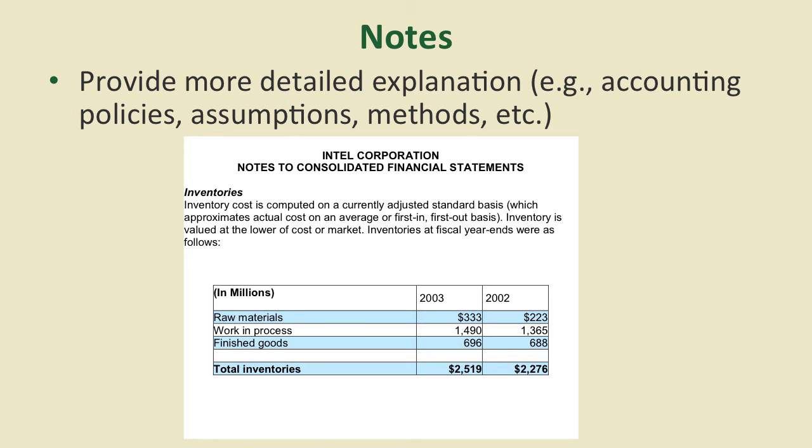And also in this footnote, they provide this little schedule explaining the raw materials, working process, and finished goods, contained in this total inventory numbers. So this is a manufacturing firm, so that's why they have all these 3 inventory accounts.